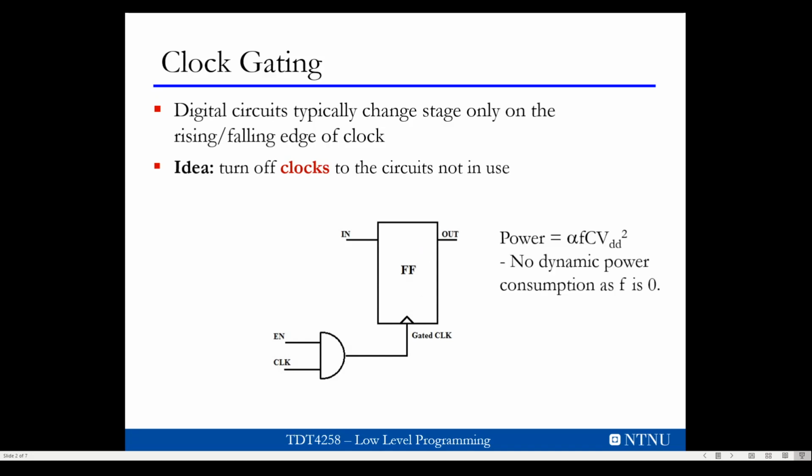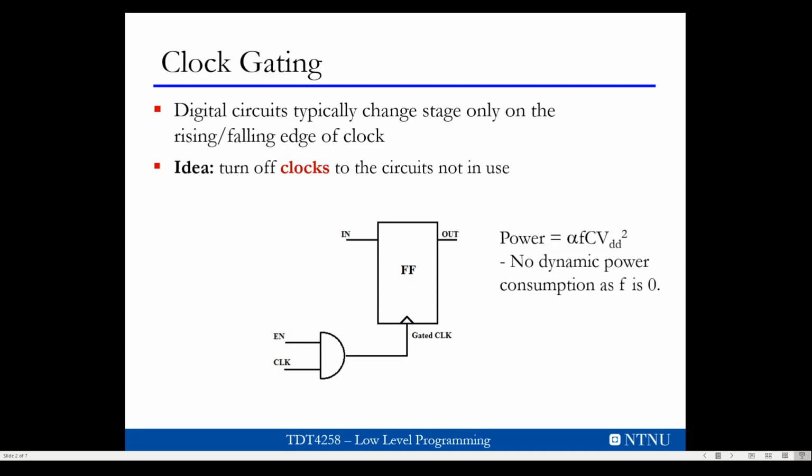So how would it affect power? We know that the dynamic power is given by this equation. If we reduce the frequency to 0, we are not clocking our flip-flop, that means the dynamic power will also become 0. So that's how, by disabling the clock to a digital circuit, clock gating saves dynamic power.